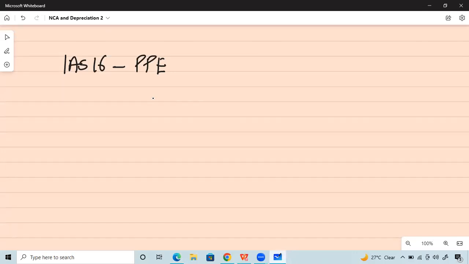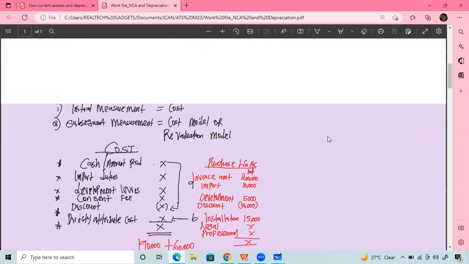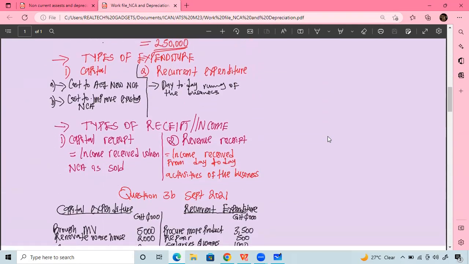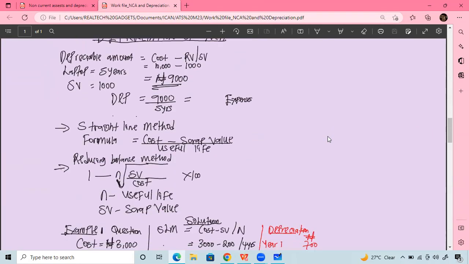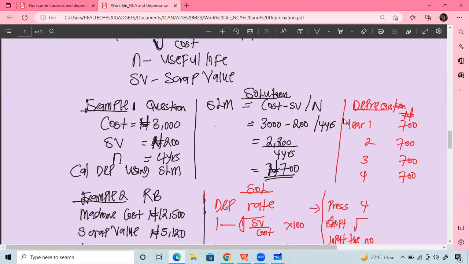Let's use one example. I think we made mention of this particular example before as well. So I can continue from here using this example one. Look at this example one: the cost is 3,000, the scrap value is 200, and the number of years is 4 years, under the straight line method.